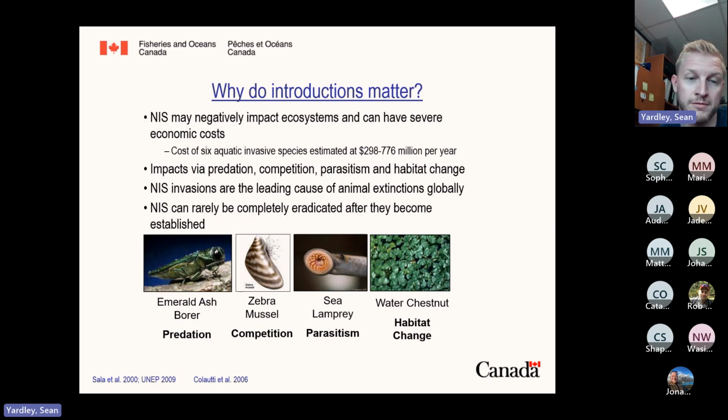So the impacts of NIS are really wide ranging in terms of the damage that they can do to a system. And also NIS are the leading cause of animal extinctions globally. And the major problem with them is that once they're introduced, it's almost impossible to completely eradicate them from the system that they've found themselves in.